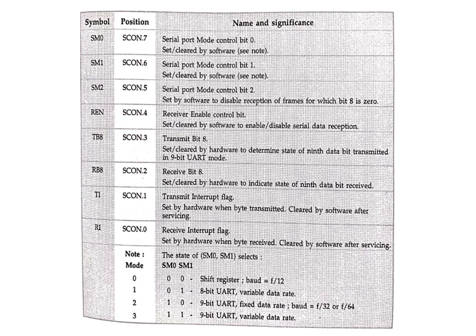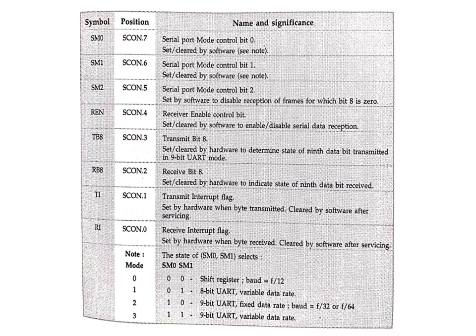In this table again we can get some information about the modes and the selection of modes. See, the mode is 0 if the SM0 and SM1 bits of the SCON register are 0 and 0. In that case a shift register is used, and the baud rate considered will be F divided by 12. Mode 1 is when the SM0 and SM1 bits of SCON are 0 and 1. It is 8-bit UART, and it uses a variable data rate.